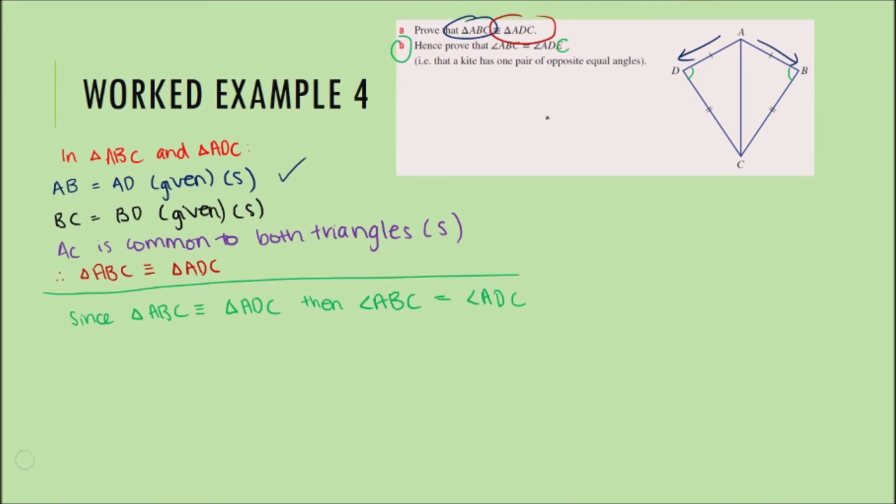BC equals DC. Okay, that's given to you there. Now, AC is common to both triangles. Remember, that's the middle line that joins the two triangles. We had that in one of our worked examples before.